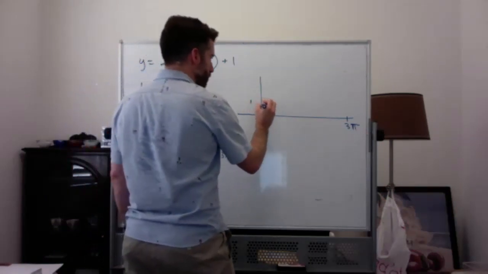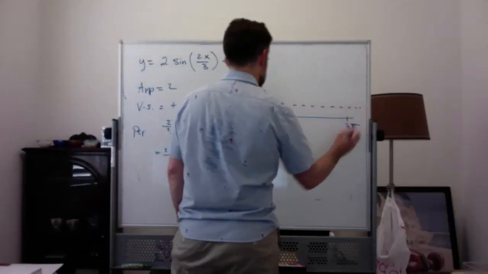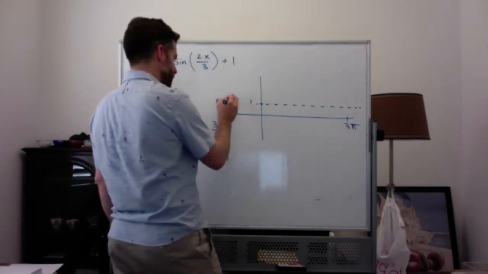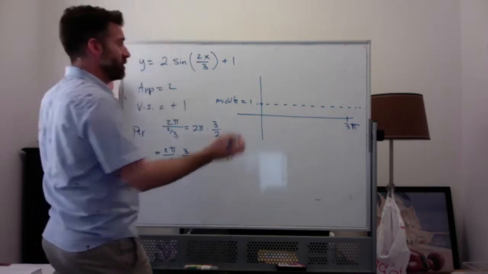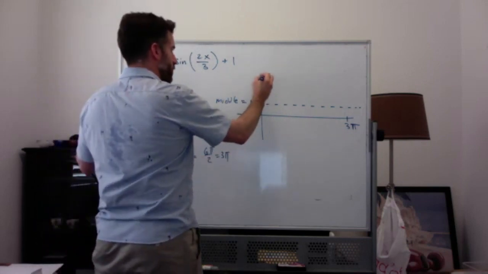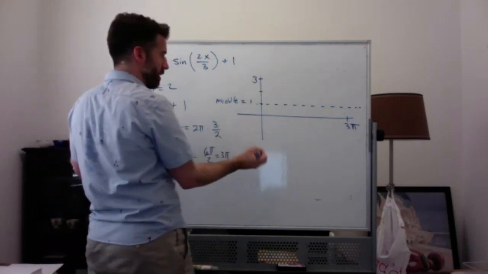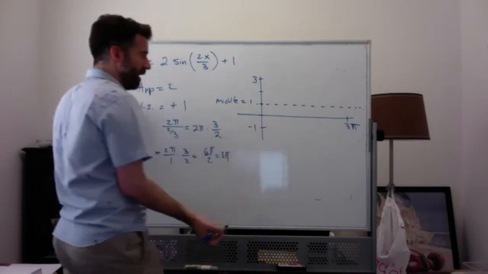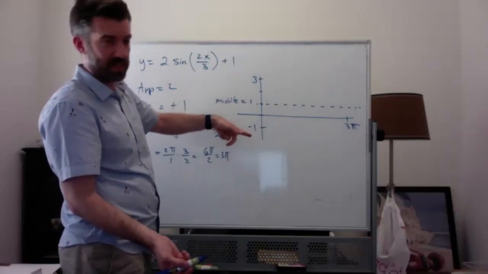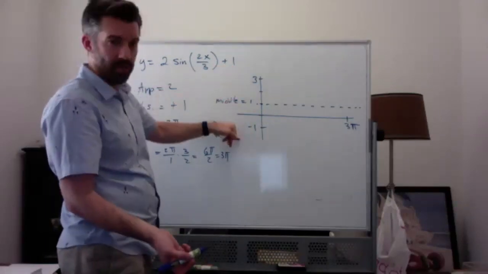And so my vertical shift is 1, so I'm going up 1. So that's my new middle. And then my amplitude's 2, so I'm going to be going 2 above it, all the way up to 3, and 2 below it, down to -1. I don't really care about any other y values except for the top, the middle, and the bottom.